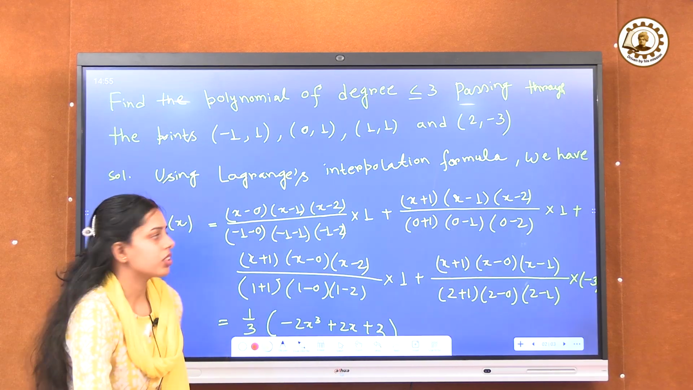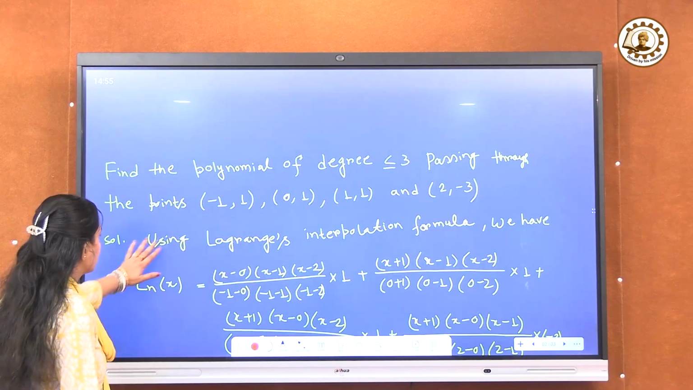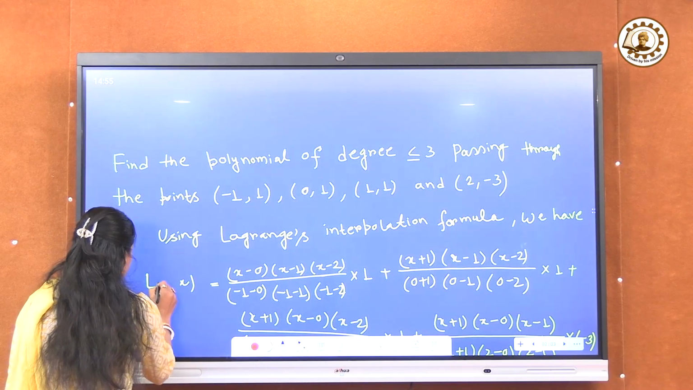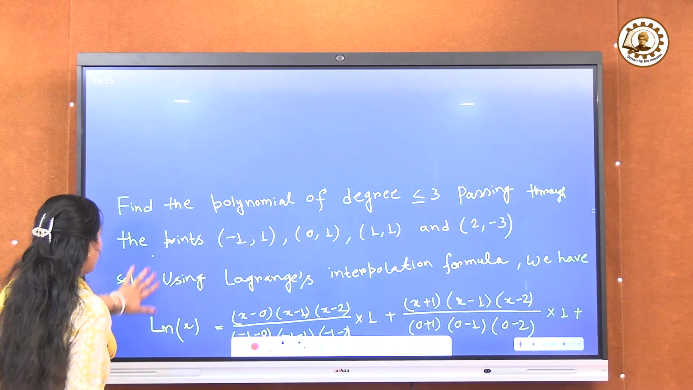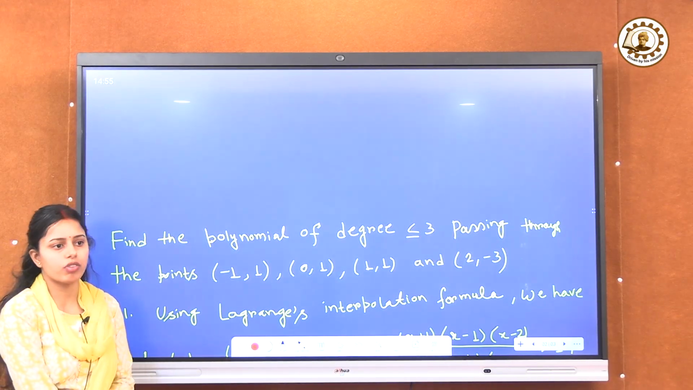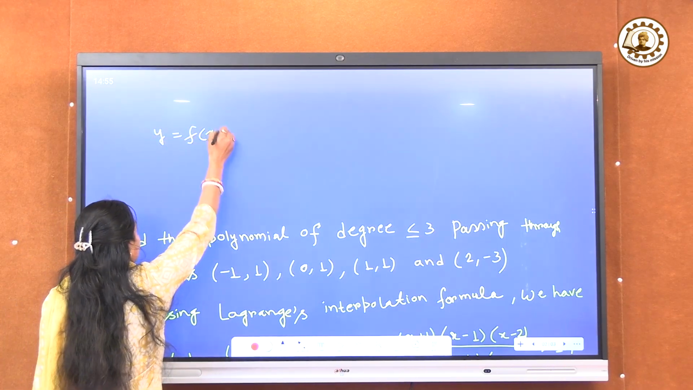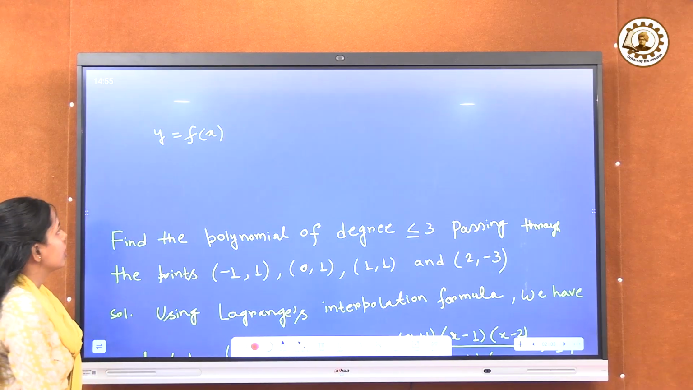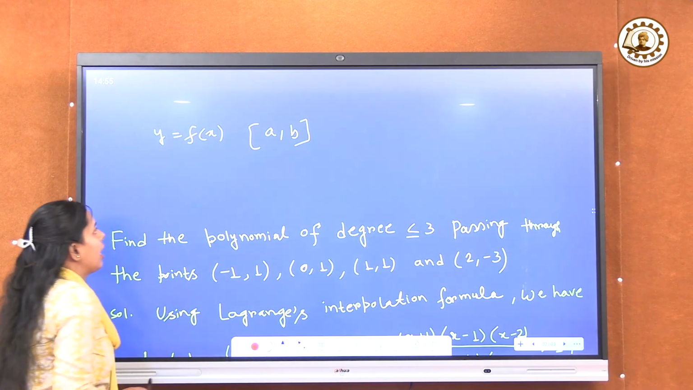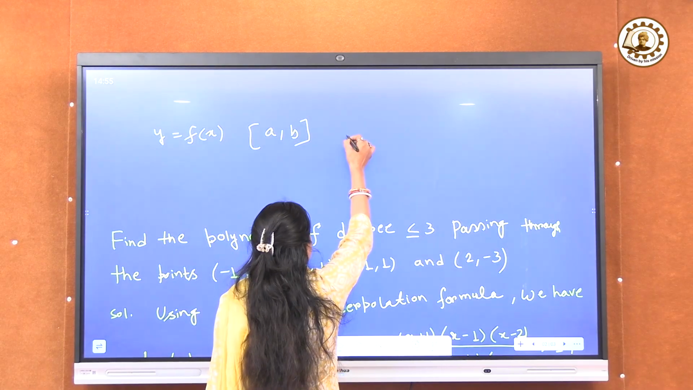Now, today we are going to discuss the Lagrange interpolation formula. At first, we know what the Lagrange interpolation formula is. In the previous class we discussed Newton's forward formula. Let y equal to f(x) be a continuously differentiable function in the closed interval [a, b]. Newton's forward and Newton's backward formulas are necessarily for equispaced points.